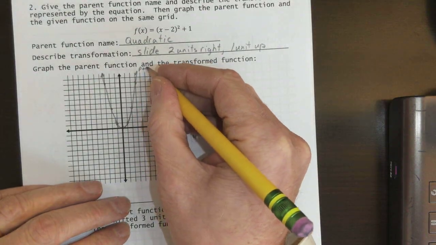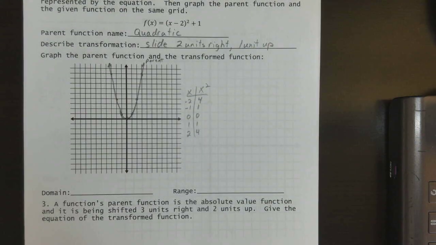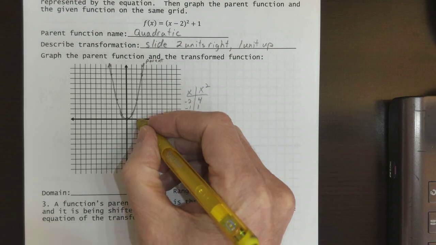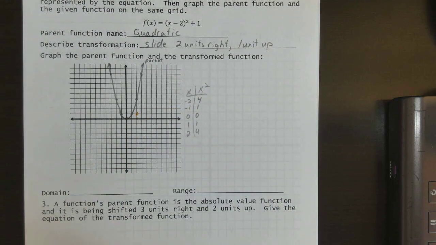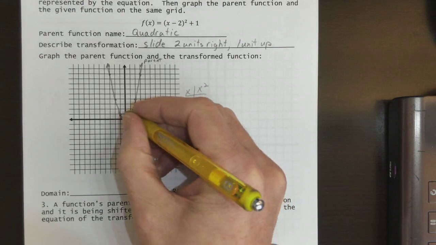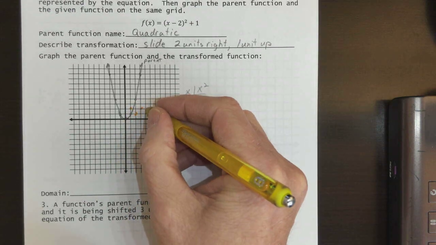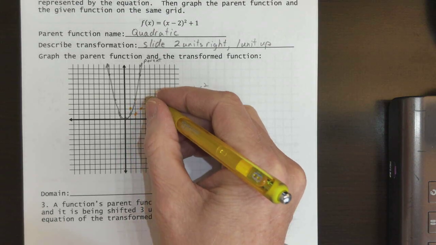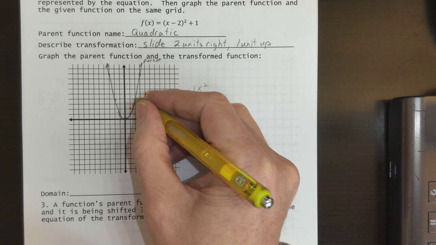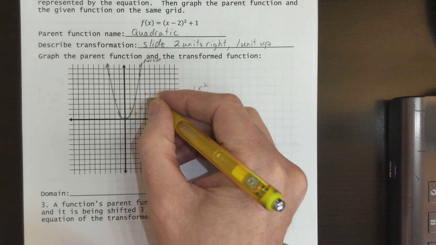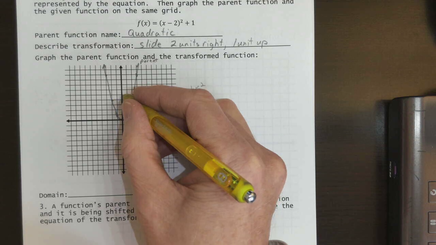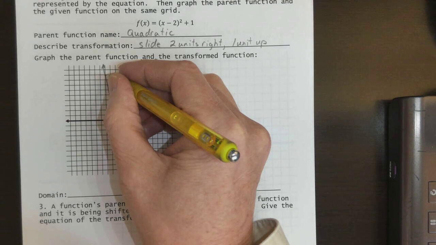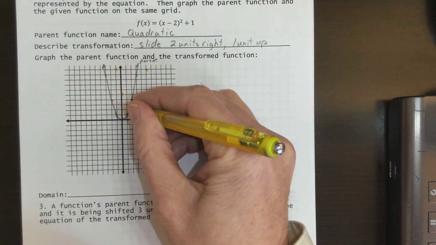That's the parent. Now let's slide it. 2 units right, 1, 2, and 1 unit up. So that's my new vertex. And I'll come over here and here like that. And I'll go over, 1, 2, 3, that's 1 unit, 2 units right, 1 unit up. 2 and 1, 2 and 1.